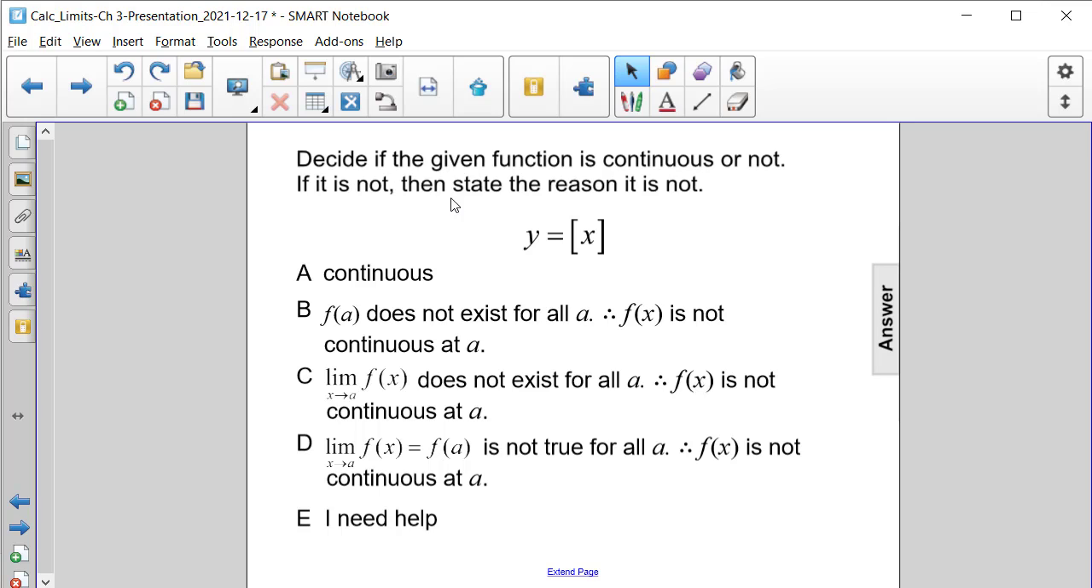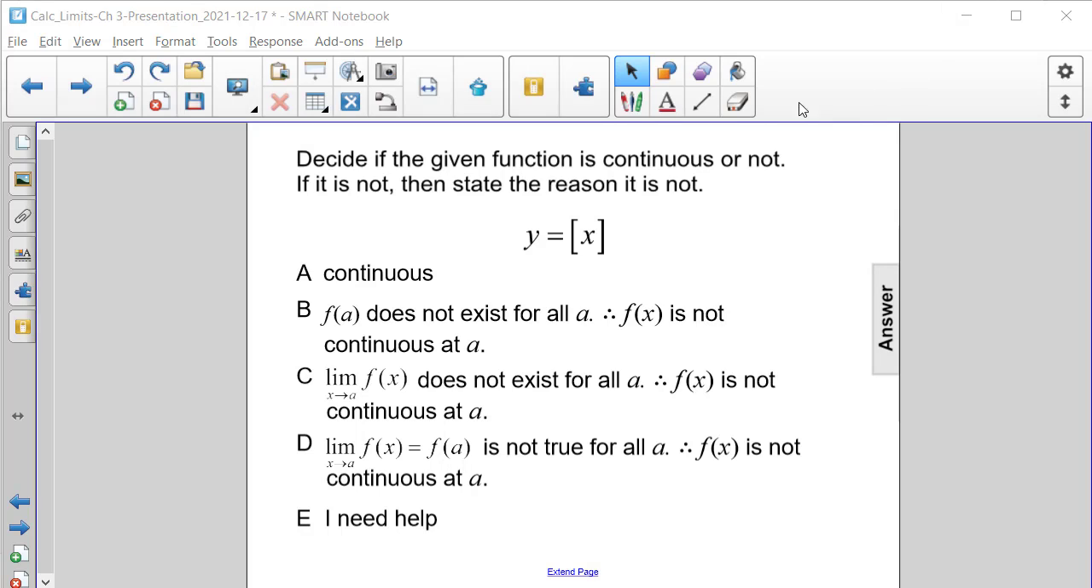Decide if the given function is continuous or not. If it is not, then state the reason it is discontinuous. So we have y is equal to the greatest integer function. It's a function that gives the largest integer which is less than or equal to x.